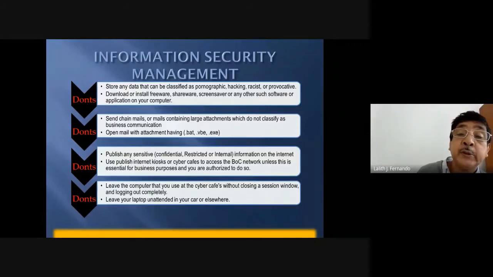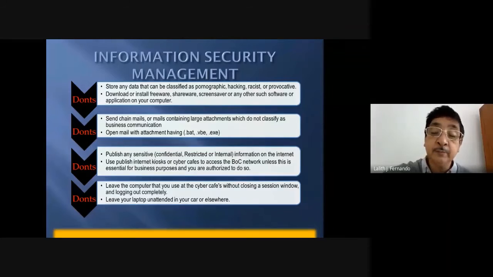I think this is a very important type of instructions.